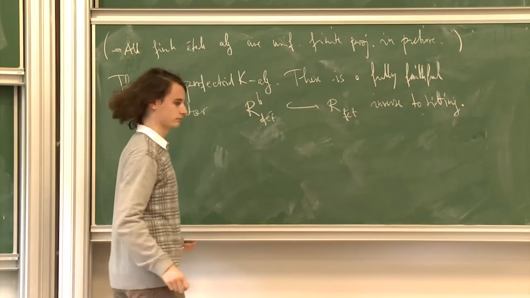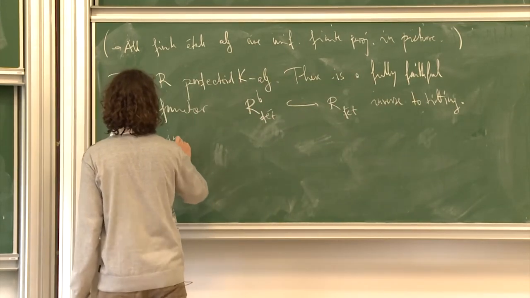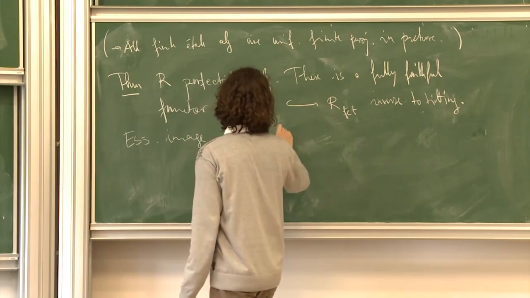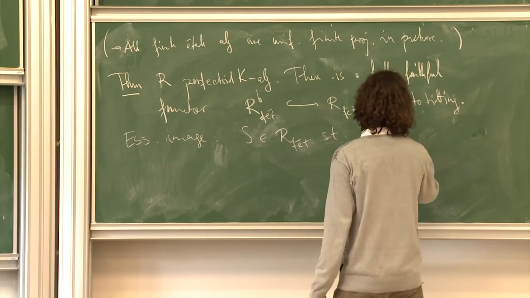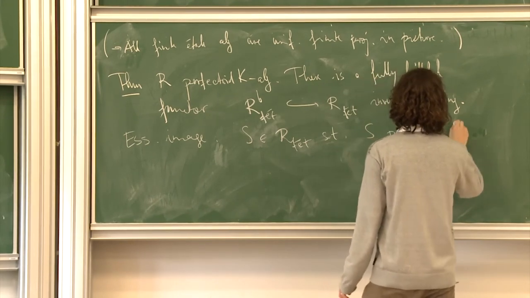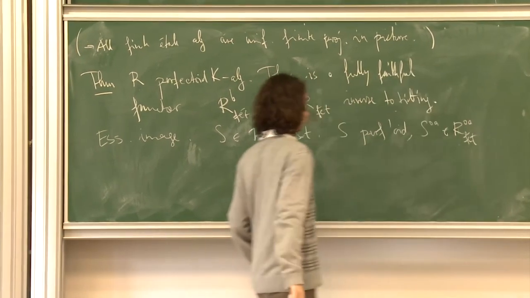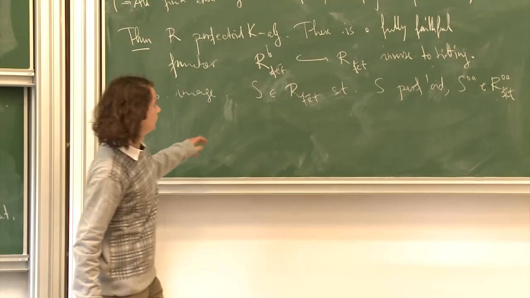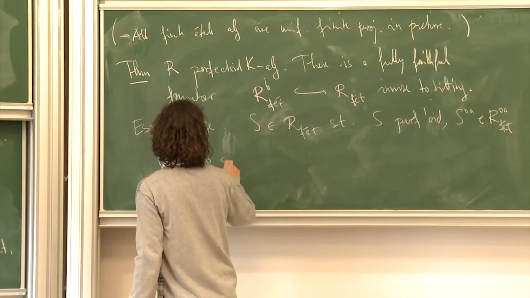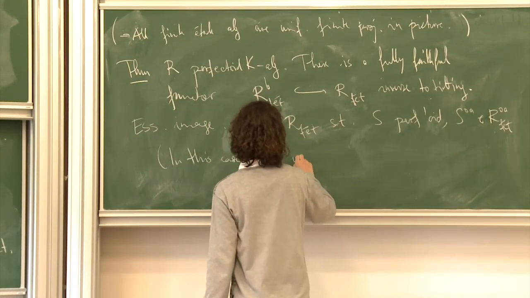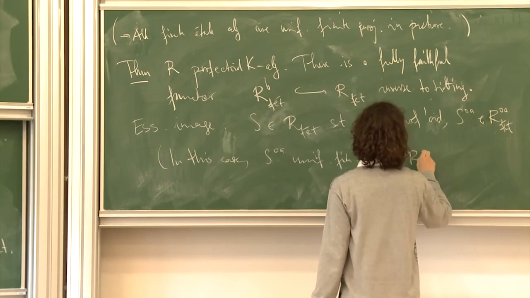And the essential image are those S over R finite étale such that S is perfectoid. And S° is, and this extends to the almost integral level. And somehow in this case, if this is true, it's also true that S° is uniformly finite projective over R°. Okay.